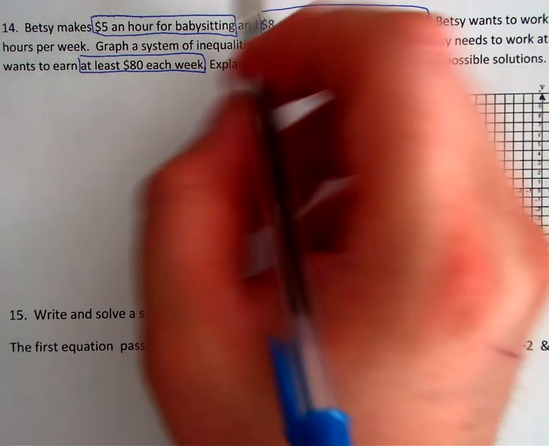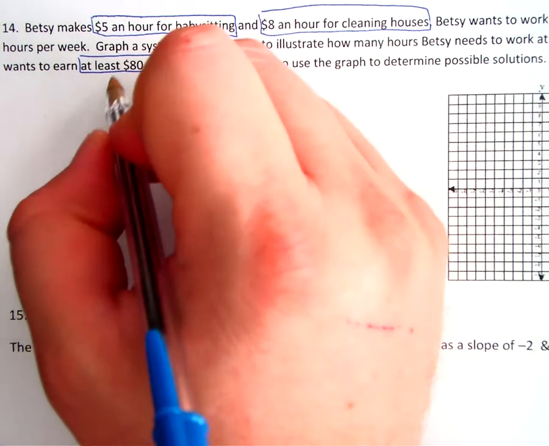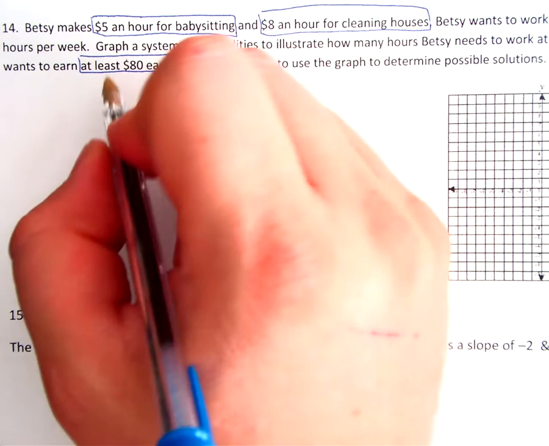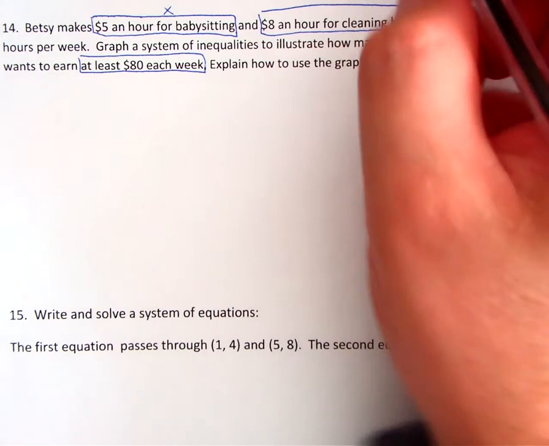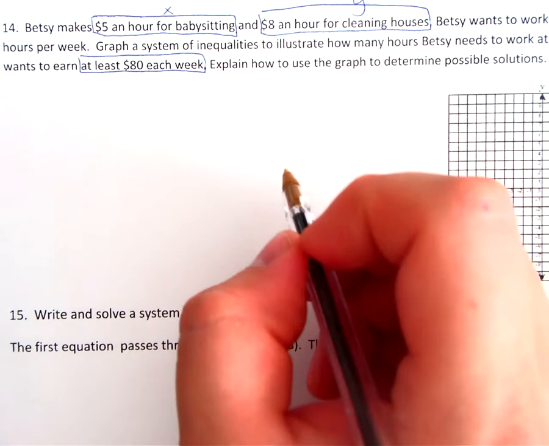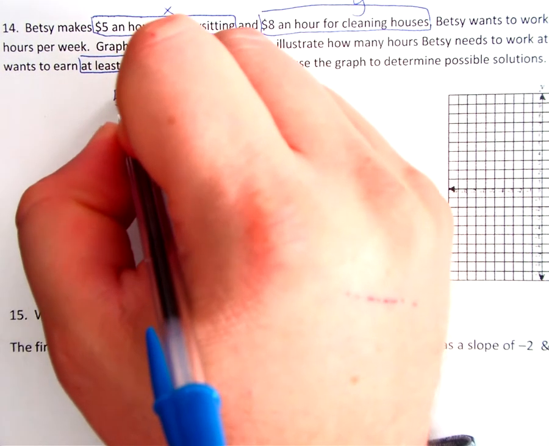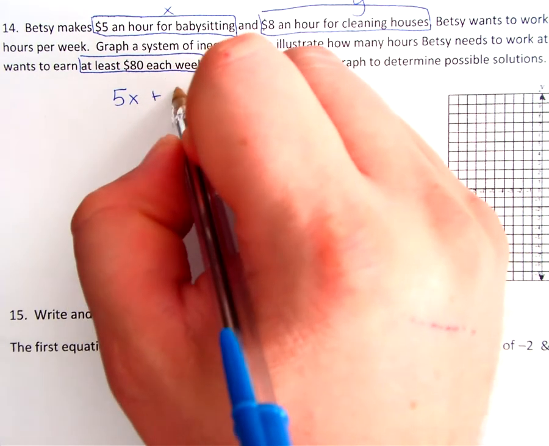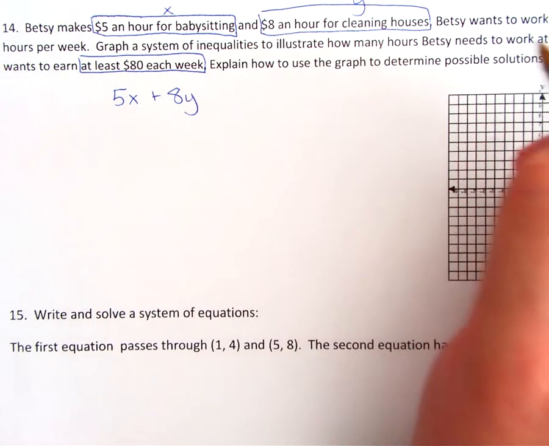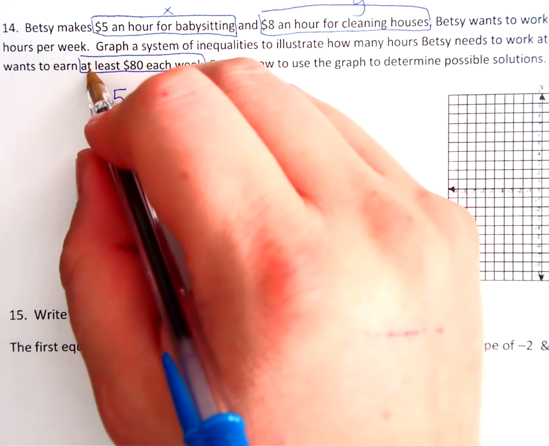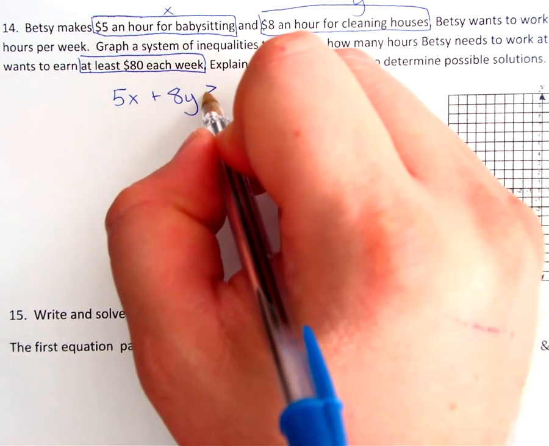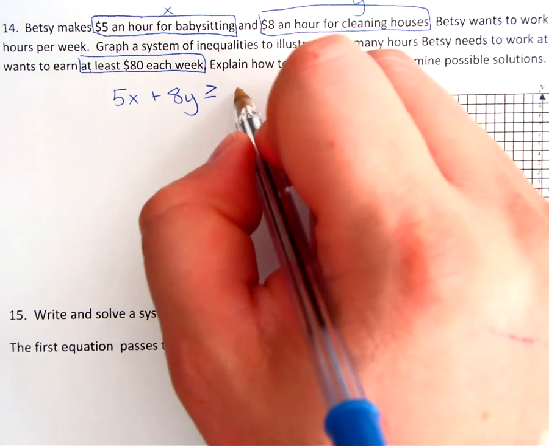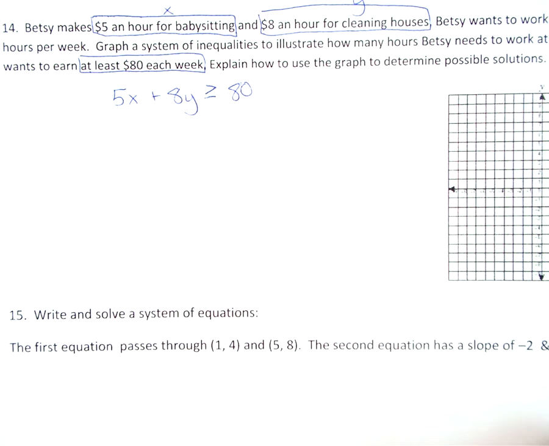All right. So my $5 an hour for babysitting, we'll go ahead and let babysitting be X and house cleaning be Y. So 5X plus my $8 times Y has got to be at least. That means it can't be any less than. It's got to be greater than or equal to 80.